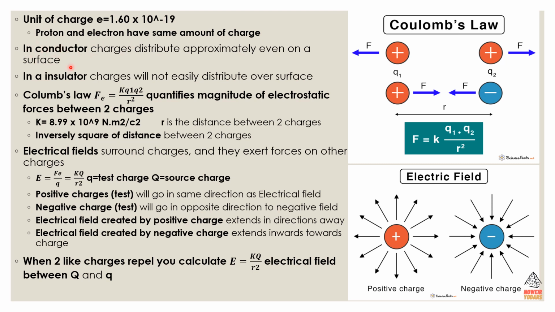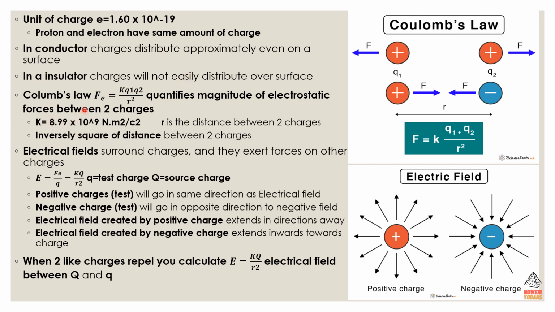In a conductor, charges distribute approximately on an even surface, right? But in an insulator, charges will not easily distribute over a surface. So in a conductor, for instance a metal, they will easily distribute over the surface, but in an insulator, wood, they won't be able to pass through.